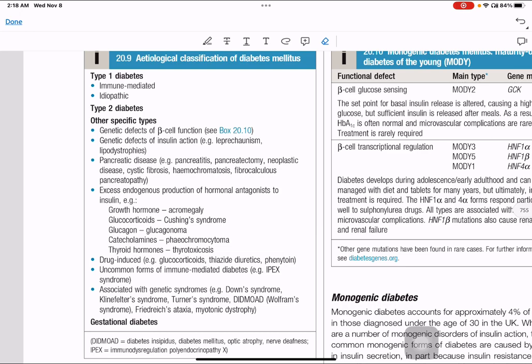Other endocrine diseases can lead to hyperglycemia, like growth hormone in acromegaly. Steroid in Cushing syndrome can lead to hyperglycemia. Glucagon in glucagonoma, catecholamine in pheochromocytoma, and thyroid hormone in thyrotoxicosis. All these antagonize the action of insulin, thereby increasing blood glucose level.